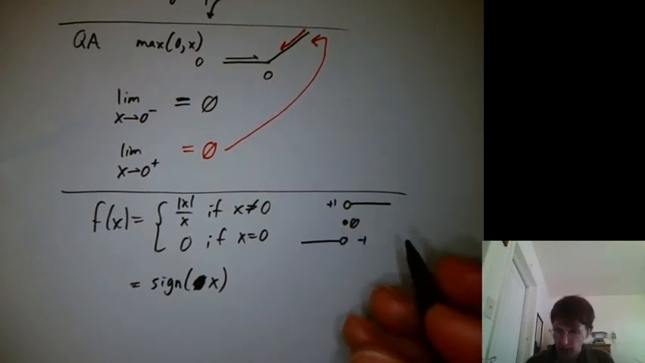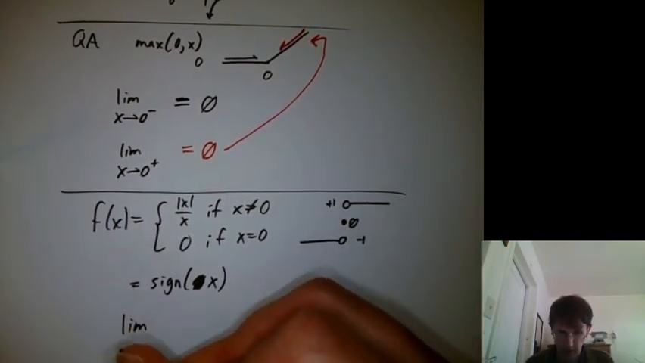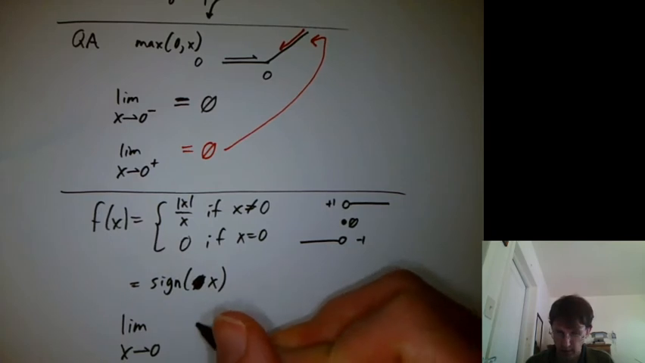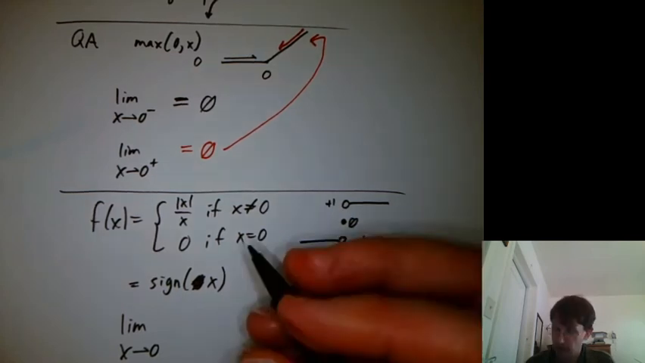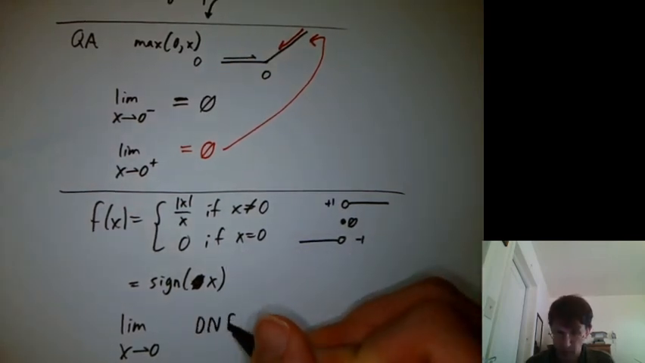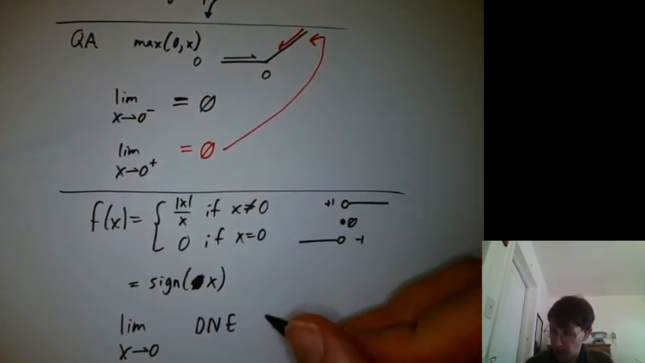So what's the limit as x goes to 0 of this function? Not plus and not minus, just 0 without the plus or minus. That's DNE, because it's a left-right mismatch.